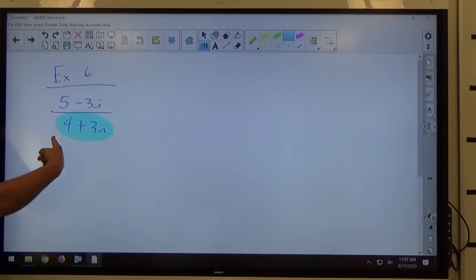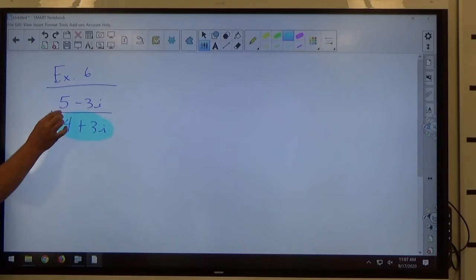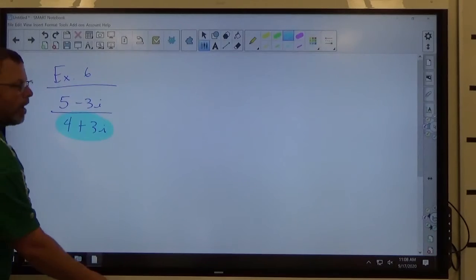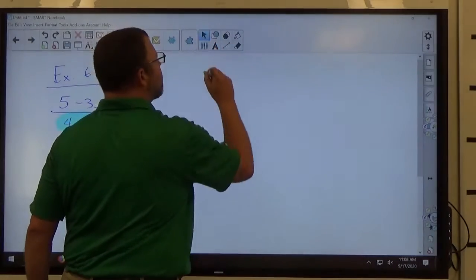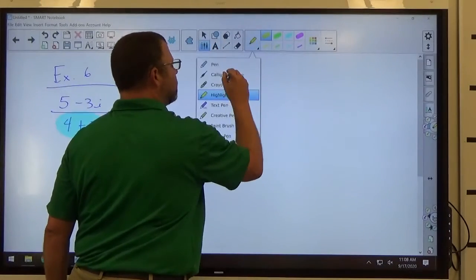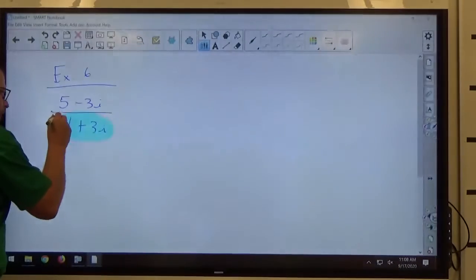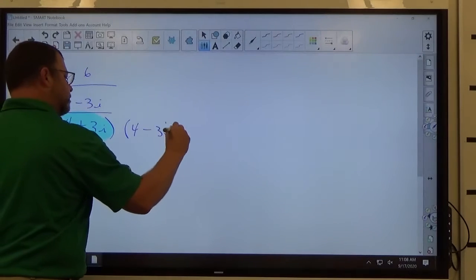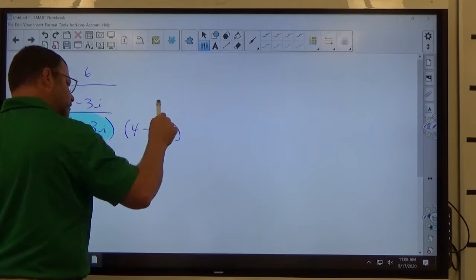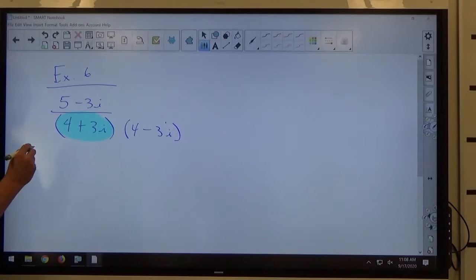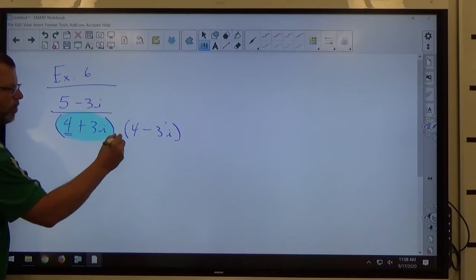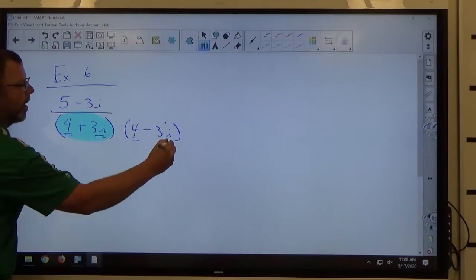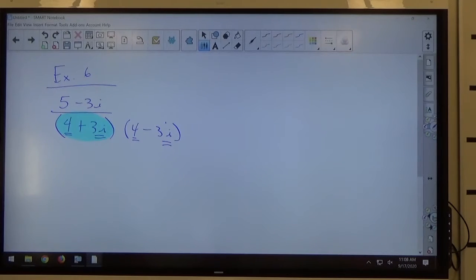But in all the problems you're going to have an imaginary number structure on the bottom, either a single term, which multiplying by i fixes, or you're going to have a binomial like this, so you're going to have to multiply by the conjugate. So, the conjugate of 4 plus 3i is 4 minus 3i. Again, every single time to make a conjugate, the first number is what it is, the second number changes signs. That's how you make a conjugate 100% of the time. Never fails.